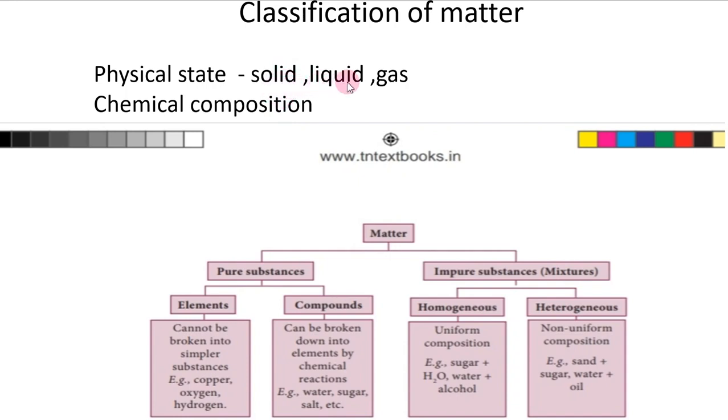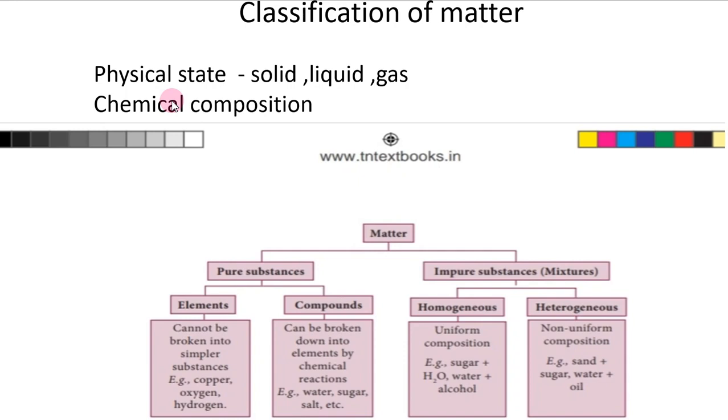In a liquid, the molecules are arranged in a loose manner. In a gas, the molecules are arranged very loosely. So based on the physical state, matter is classified into 3 types. What are they? Solid, liquid and gas. You are very familiar with this topic, right?